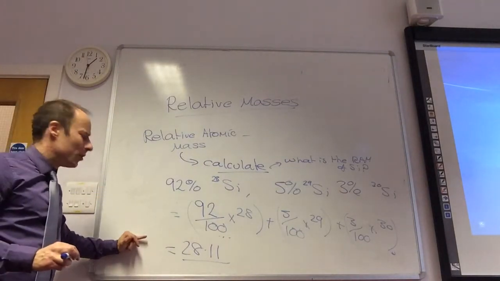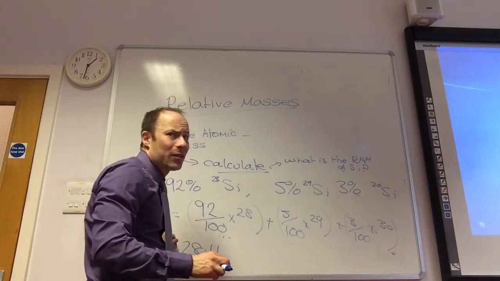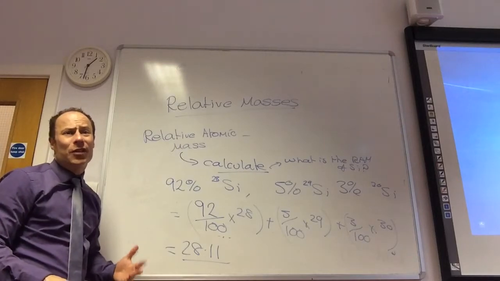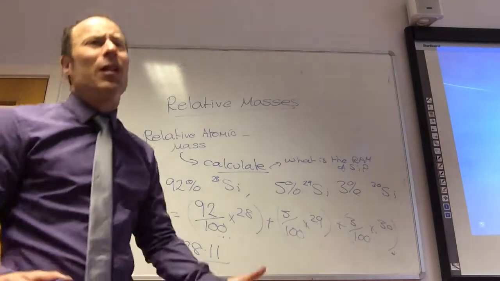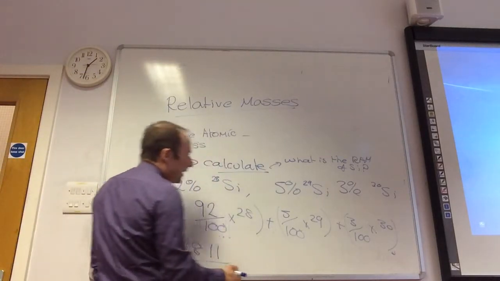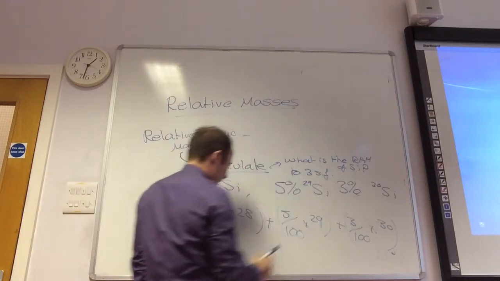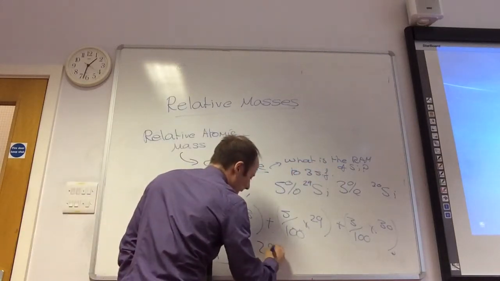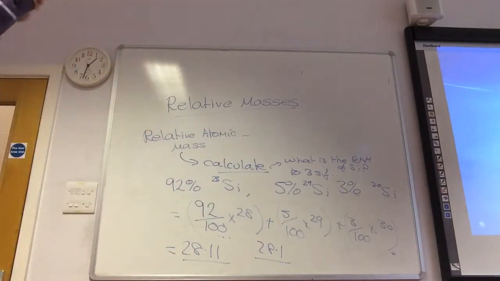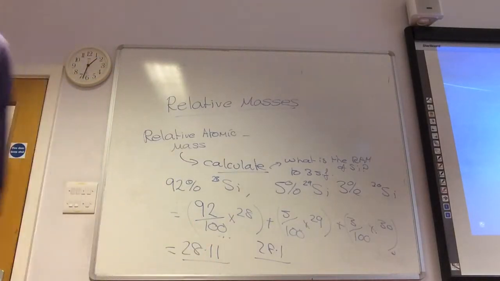Things to watch out for. Sometimes they ask for a certain number of significant figures. So I've done this to 4. Sometimes they'll say give your answer to 3 significant figures, so don't lose that mark by not doing it to 3. If they said 3 sig figs, you change this to 28.1. Unless there was a 5 in the end, then it would be 28.2. Yeah, that's right, so just make sure that you do that.